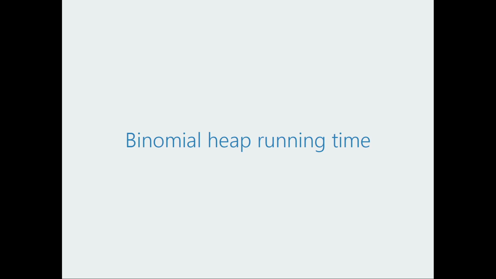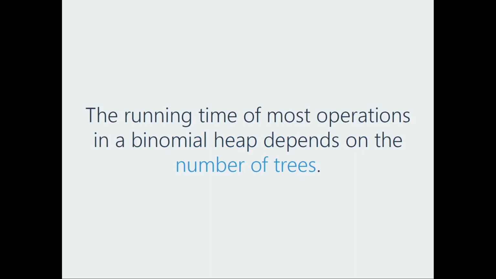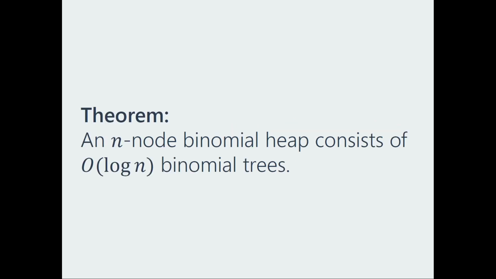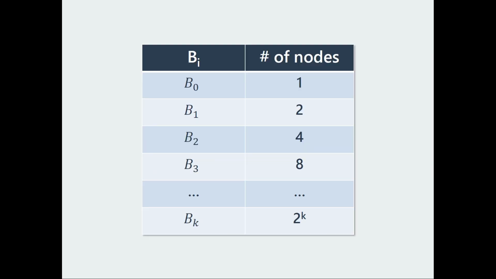Binomial heap running time. The running time of most operations in a binomial heap depends on the number of trees. Property number 3 gives us the following theorem. An n-node binomial heap consists of O(log n) binomial trees. Here are the possible binomial trees and their number of nodes.